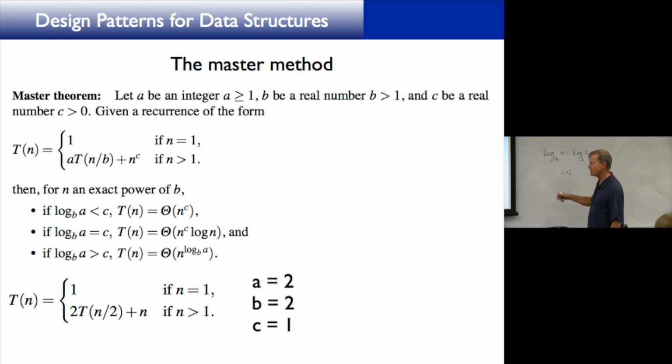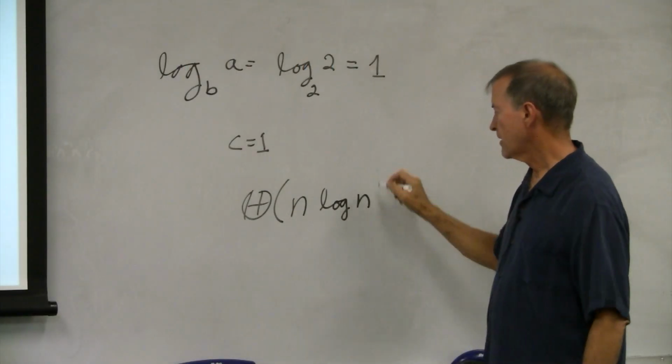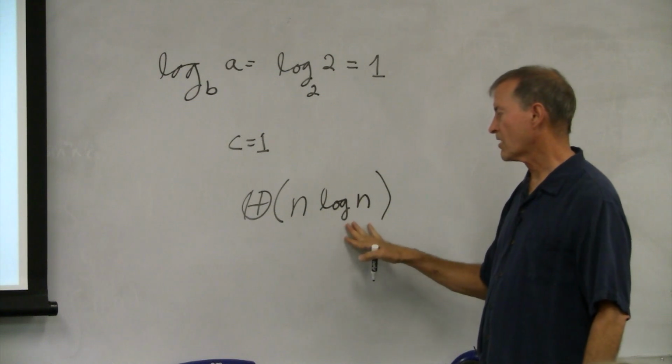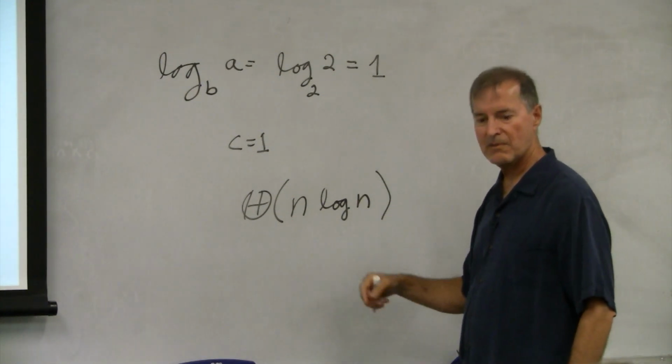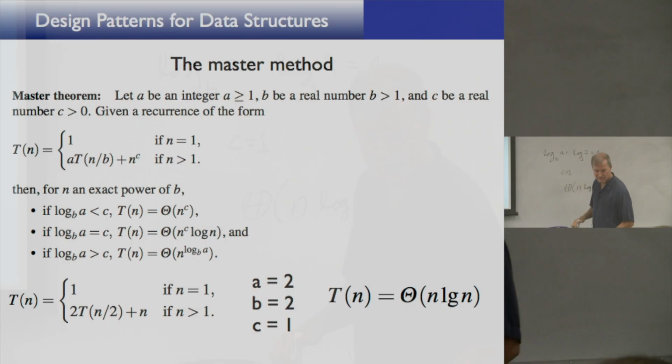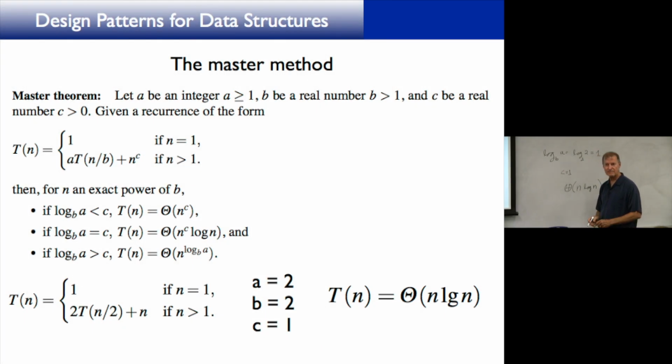And so what is it? It's big theta of n to the 1, so that's just n, times log of n. The difference between log of n and log base 2 of n is just a constant, so the big theta is the same. So therefore, T of n is big theta of n log n. This is a little cookbook method.